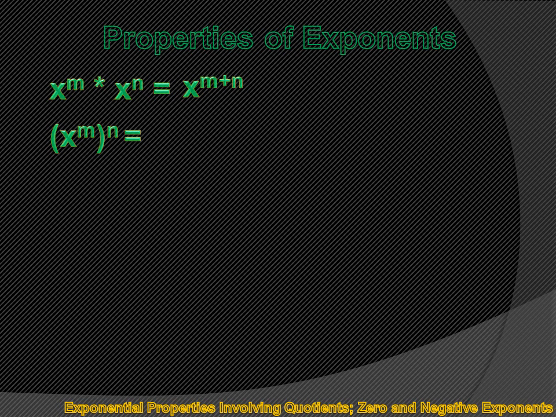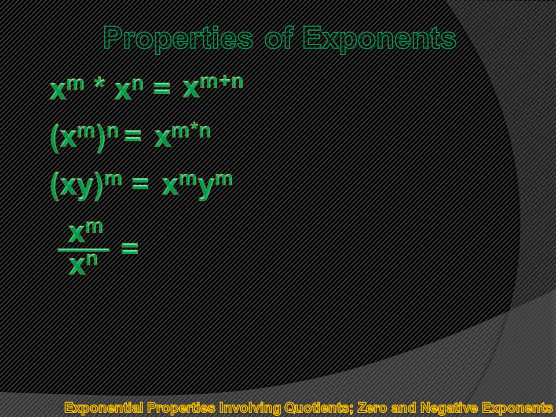How about this one? X to the m power raised to the n power. What's that going to mean? Well, I'm going to get the product of my m and my n, and my answer is going to be x to the m times n power. How about this one? The expression xy raised to the m power. Well, I'm going to distribute that m power to both the x and the y, and my answer is going to be x to the m power times y to the m power.